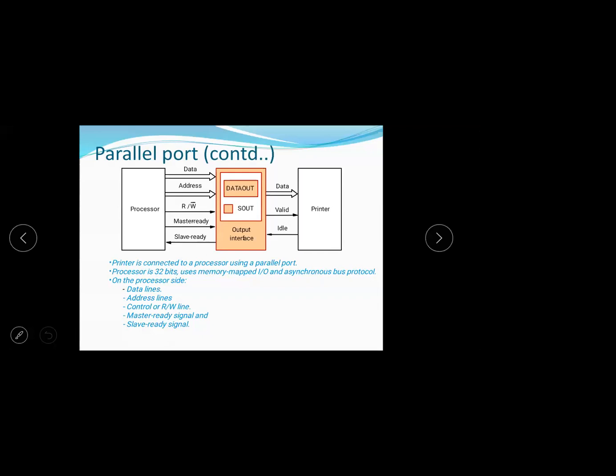The printer is connected to a processor using a parallel port. This is called a port. Okay. One side of the interface is known as the port, and another side of the interface is connected to the processor. Through one side of the interface, the parallel port, we have connected the printer circuit.